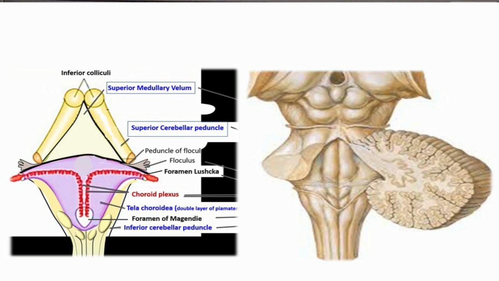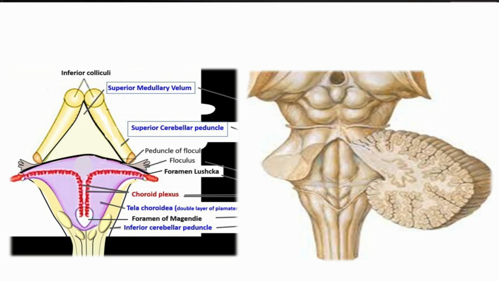What about the boundaries of the 4th ventricle? The 4th ventricle laterally is bounded superolaterally by the superior cerebellar peduncles, while inferolaterally we will find the inferior cerebellar peduncles, and in the middle we will find the lateral angles.